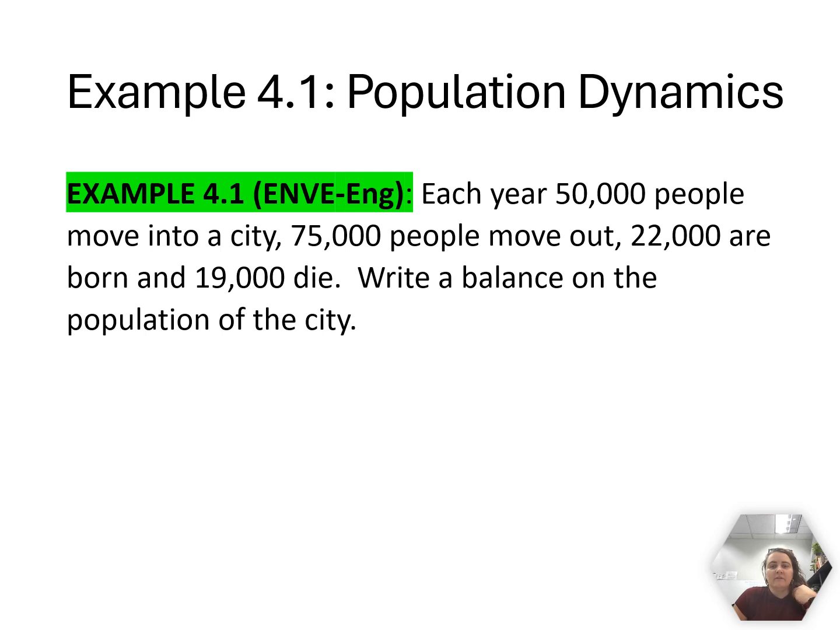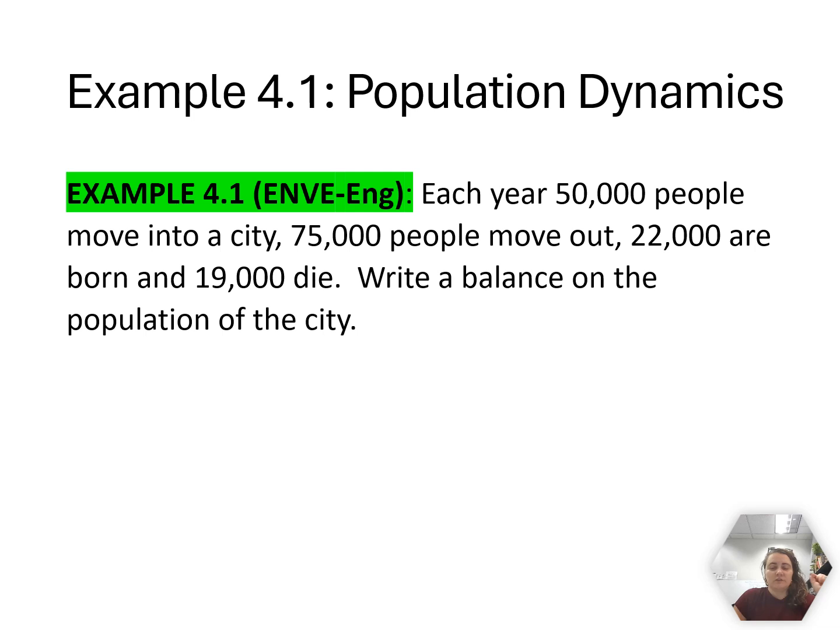So each year, 50,000 people move into the city. 75,000 people move out, 22,000 are born, and 19,000 die. Let's use the general balance equation to write out the balance on the population of the city.